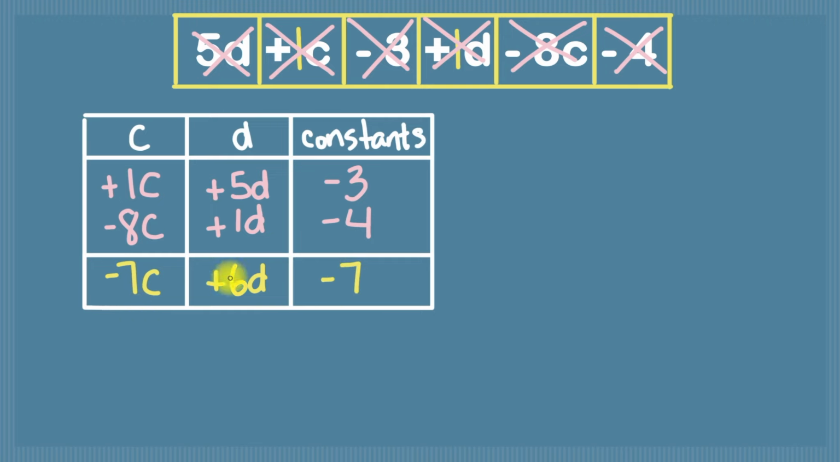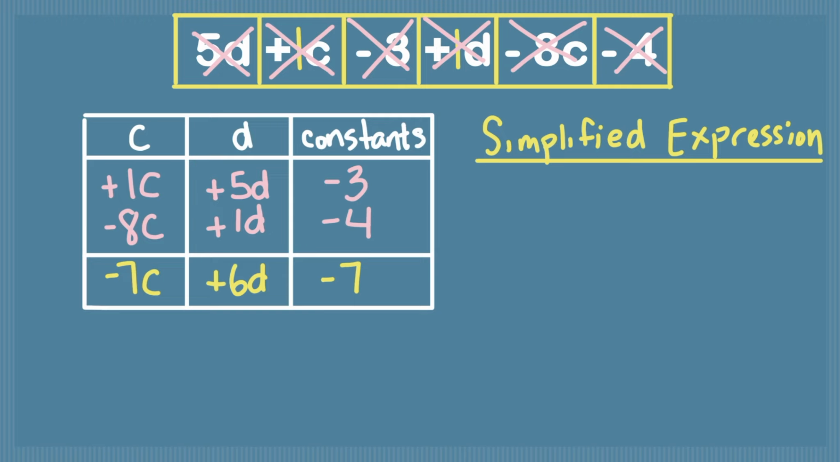Now that we've simplified every column, can we combine what we have here in yellow? No, because they're not like terms. So what we have are the terms in our expression in its simplest form. So for our simplified expression, there's a few ways we could write it. We could write negative 7C plus 6D minus 7.